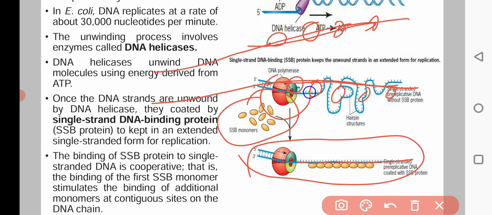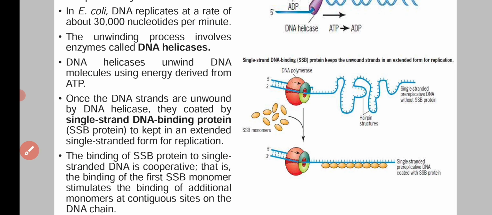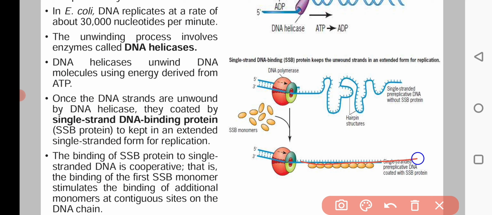And DNA polymerase starts synthesizing a new DNA strand like this in the 5' to 3' direction by taking this as a template. So the work of the single stranded binding protein is to keep the separated strand straight, so that DNA polymerase can take this as a template and synthesize a completely new strand over this old strand.